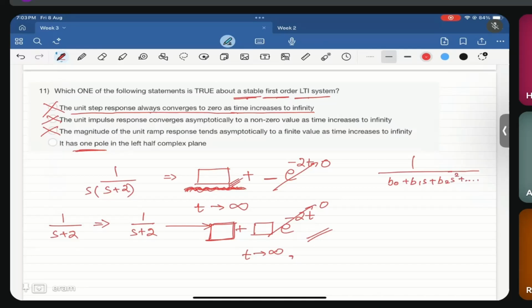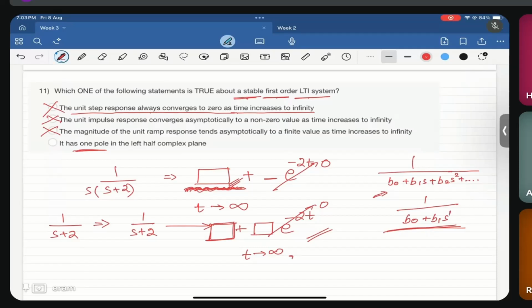First order means the order of the denominator will be 1 only. The numerator can be anything, it will be b1s. So this type of system is called a first order system because the power of s is 1.